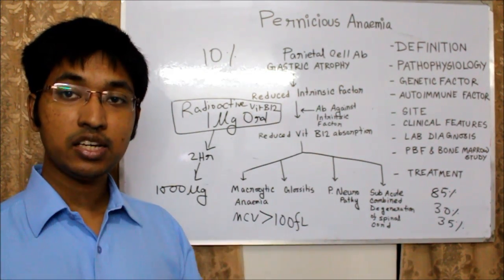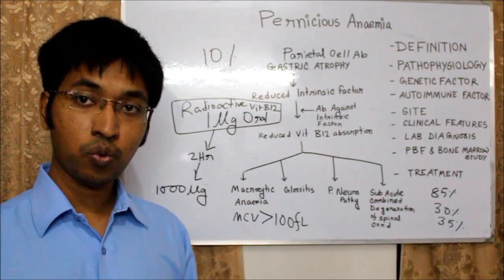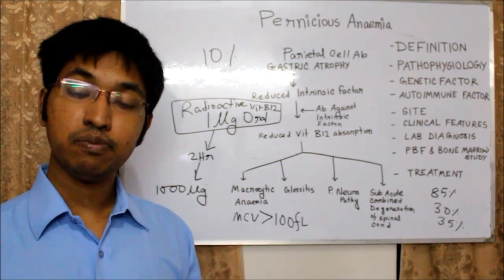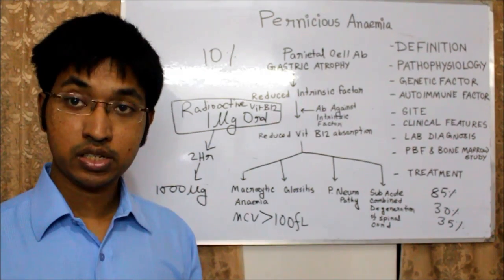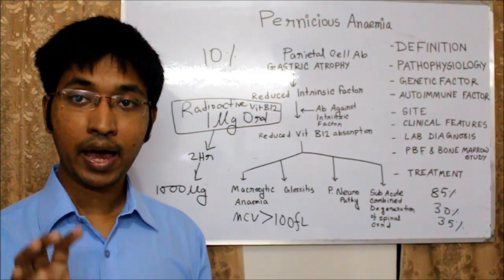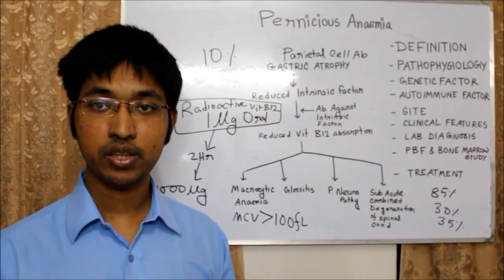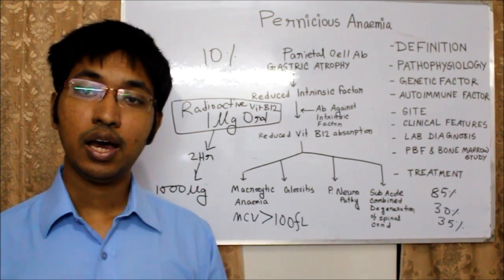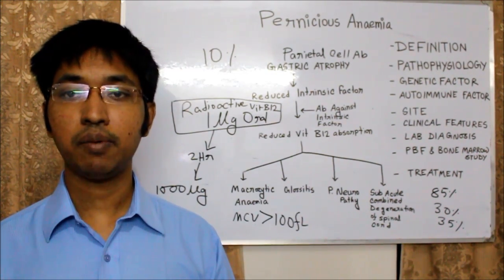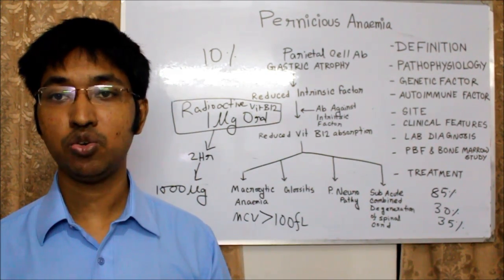We will again give the patient another 1000 microgram vitamin B12, and then we will again give the patient the radioactive vitamin B12, but this time we will also add intrinsic factor with that radioactive vitamin B12, and then we will measure again in the urine the amount of radioactive vitamin B12.